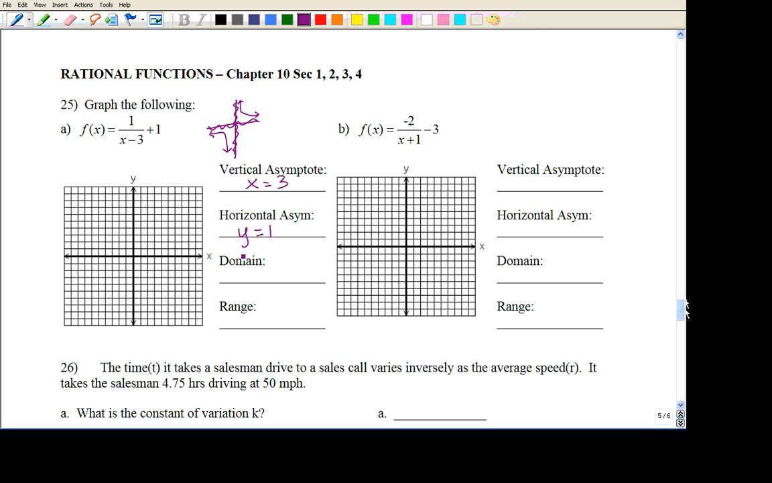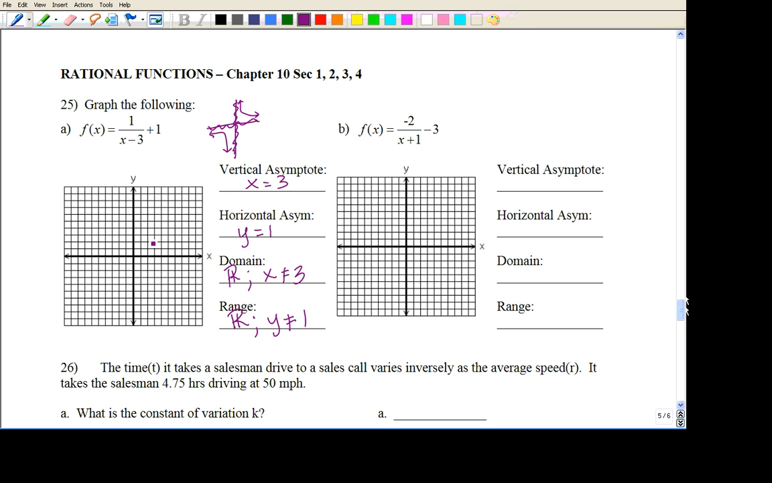So then for the domain and range, it's going to be all real numbers except where our asymptote is, x will not equal 3. And then for the range, it's also going to be all real numbers except for where our asymptote is, y cannot be equal to 1.